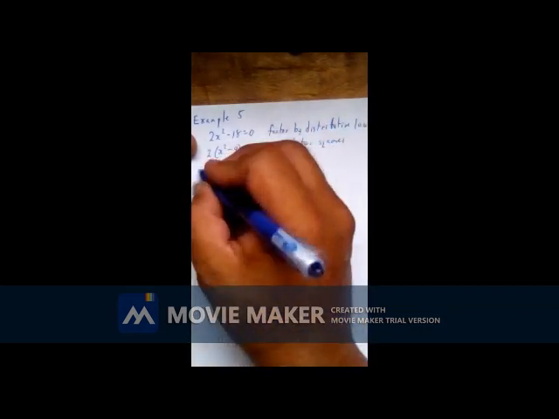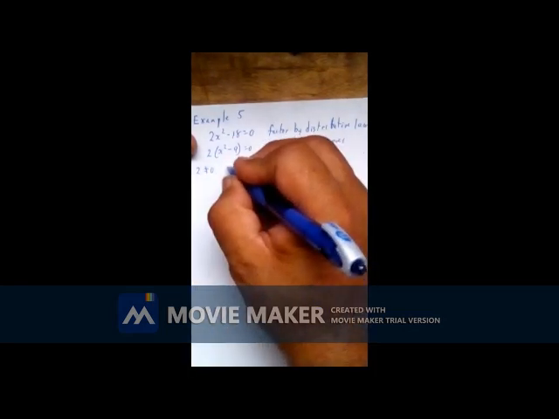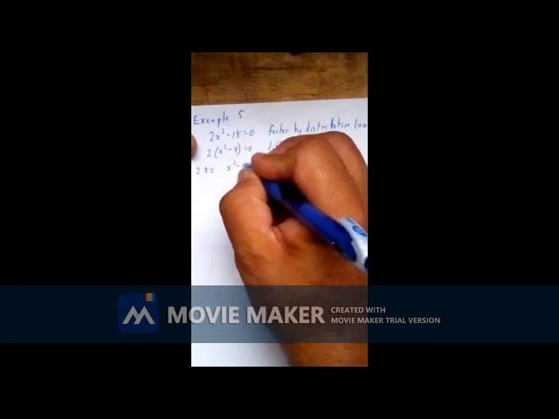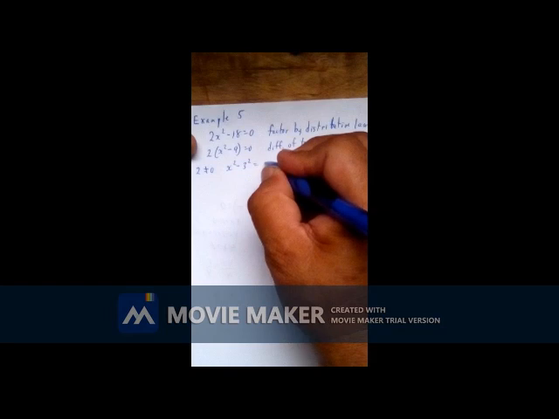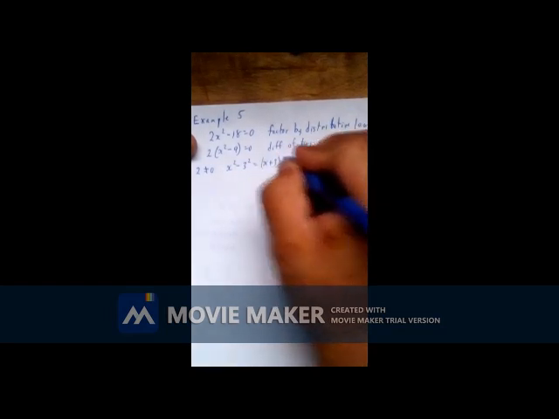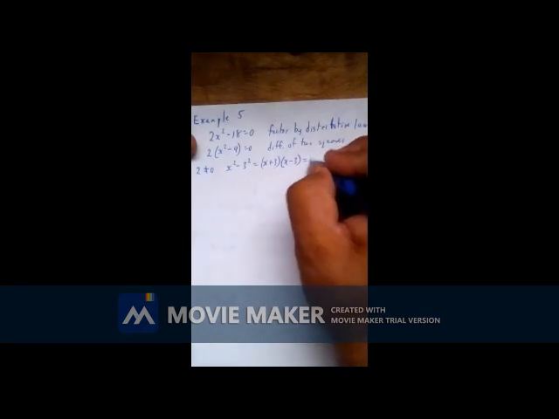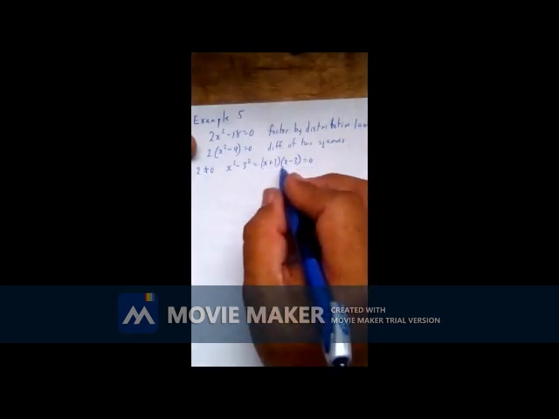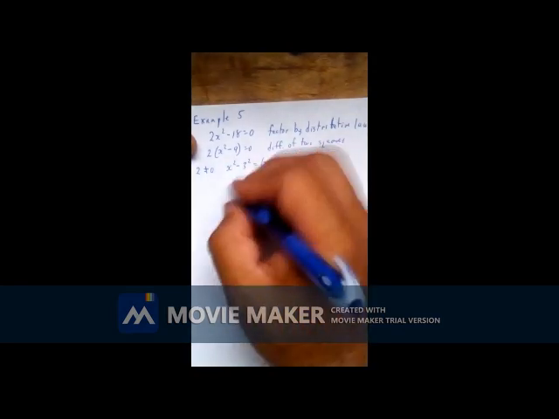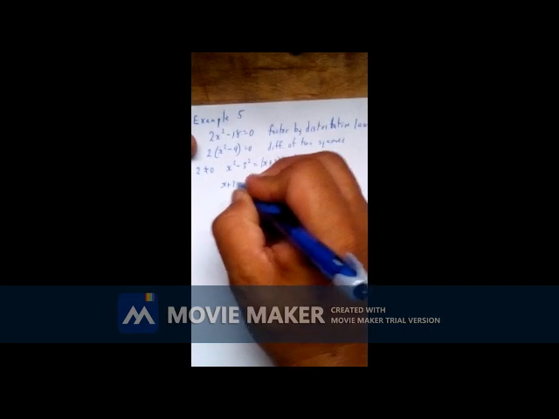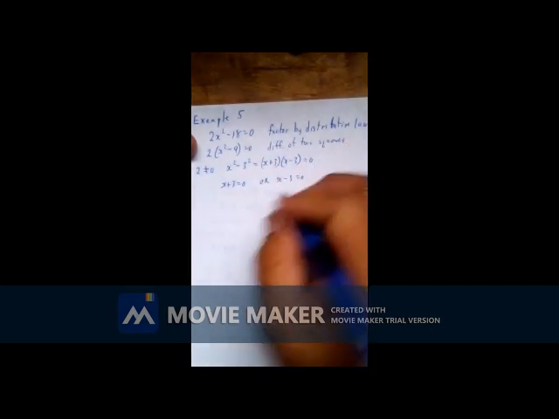This is a product. We know that 2 is not equal to 0, so that's not a solution. But we have x squared minus 9, which can be written as x squared minus 3 squared, which is also x plus 3 times x minus 3, and that should be equal to 0. So we have two solutions, as in the previous examples, as in example 2. So we put here now that x plus 3 equals 0 or x minus 3 equals 0.